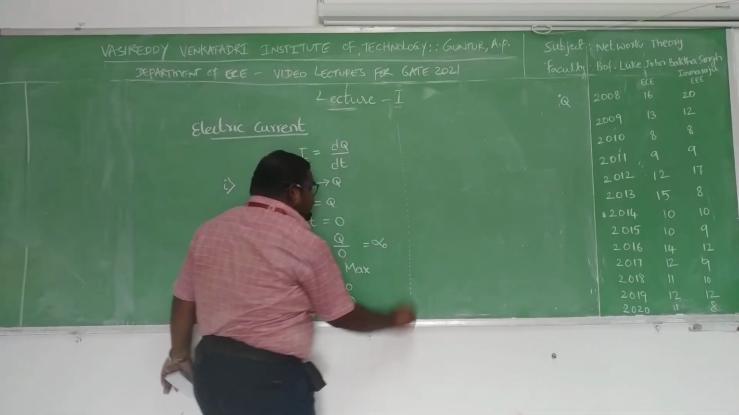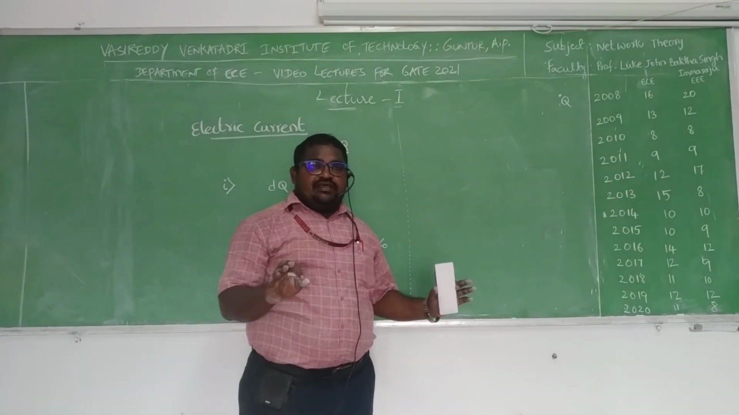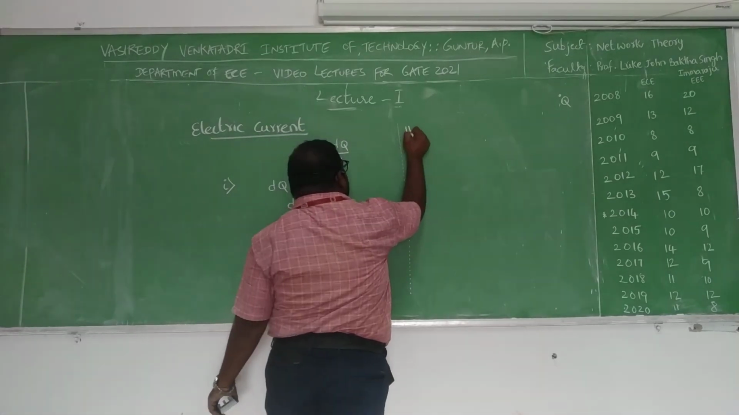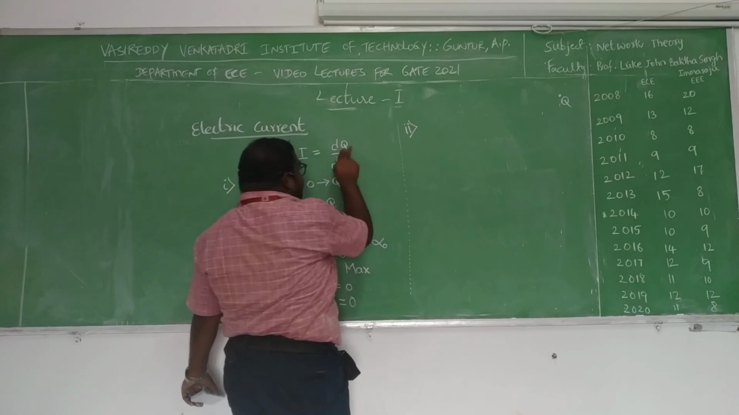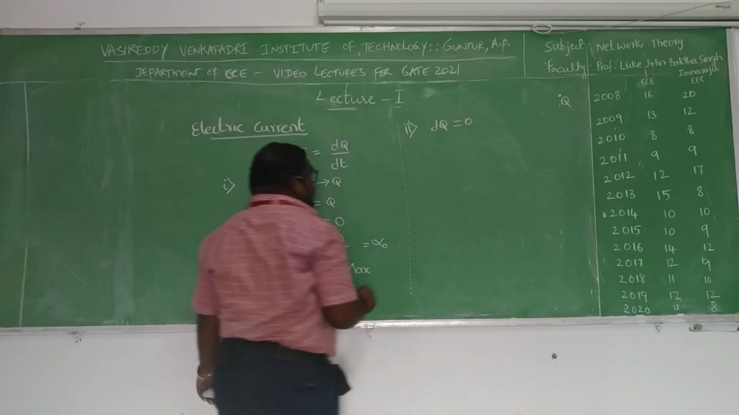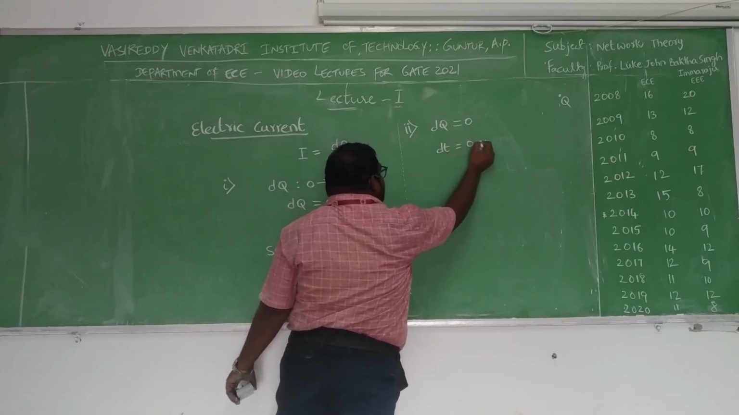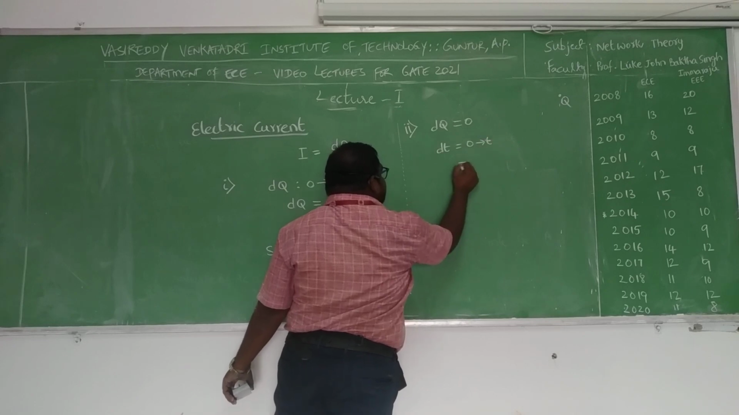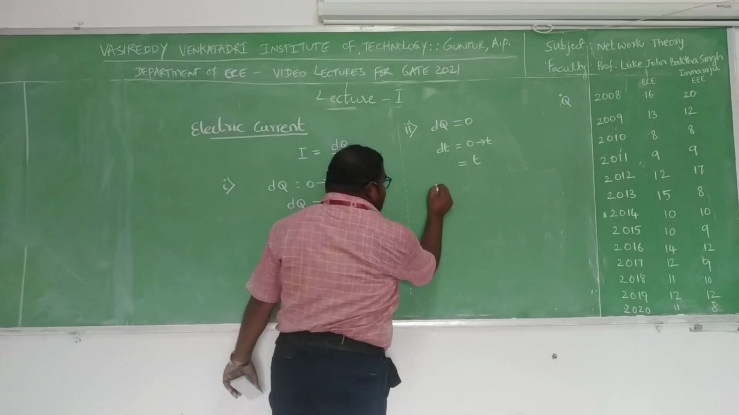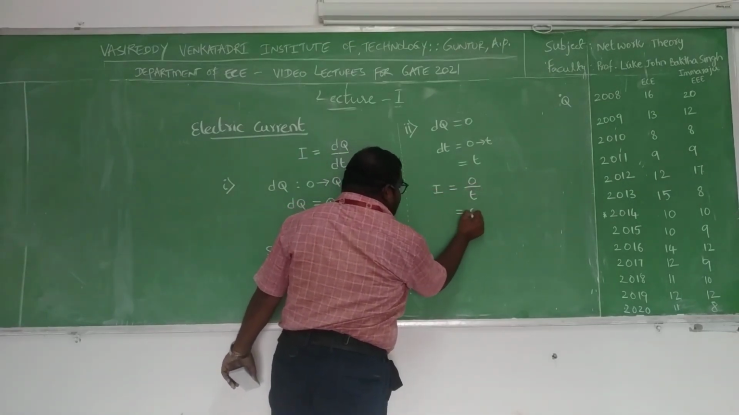Now let us consider one more case, case 2. The charge remains stationary, the change in charge is 0, but the time is changing. Let us assume dt is from 0 to t. Then what is the current? I is equal to 0 by t, which is 0.